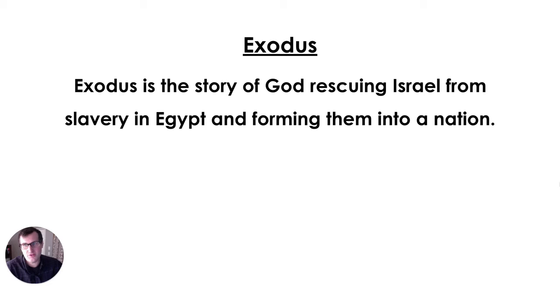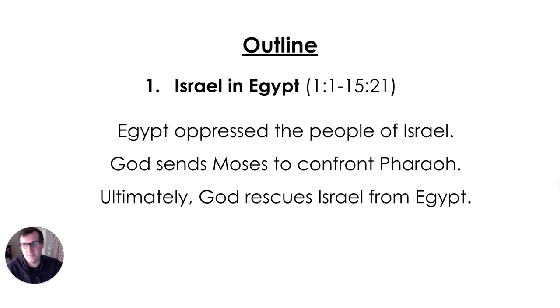This book follows the people of Israel in two main settings, in Egypt and through the wilderness, in each protected by God. We'll break this down into three sections. The first part follows the experience of Israel in Egypt. Egypt oppressed the people of God and became God's enemy. God hears the cry of Israel and sends Moses to confront Pharaoh.